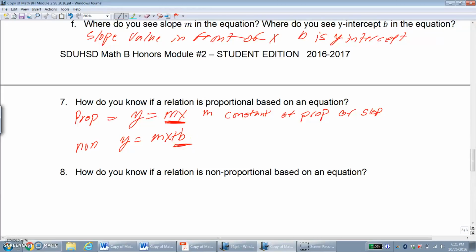So how do you know if a relationship is non-proportional? Well, that's going to be non-proportional, like we just talked about, if it's y equals mx plus b. This b is going to mess everything up. So not only do you have multiplication, but you're also going to have addition or subtraction.